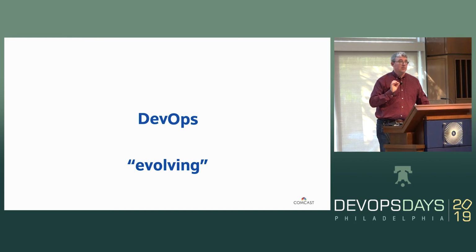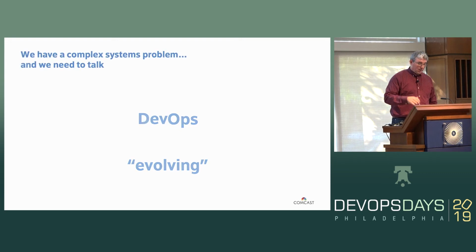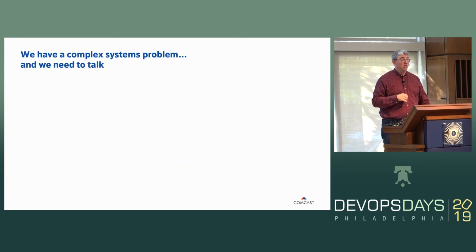And I think in some ways, when we think about DevOps and the things that we talk about here, a lot of the reasons behind why we're having these conversations and why this is so important to many companies is that whether we explicitly acknowledge it or not, I think through experience we're beginning to understand that this is the right way of thinking about what we do. So just to wrap up, as I said, we have a complex systems problem and we need to talk.